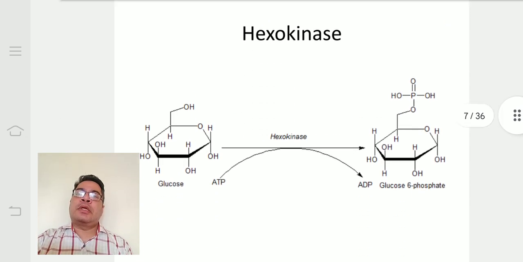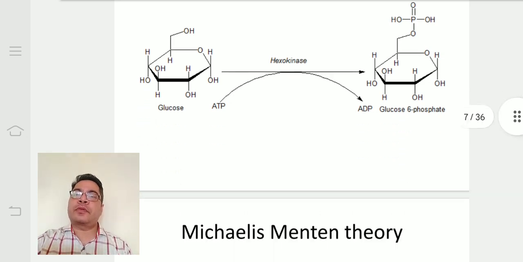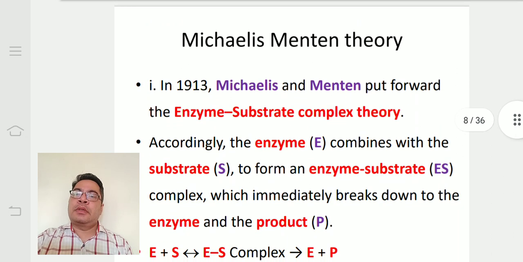Michaelis Menten theory. In 1913, Michaelis and Menten put forward the enzyme substrate complex theory. Accordingly, the enzyme combines with the substrate to form the enzyme substrate complex, which immediately breaks down to the enzyme and product.